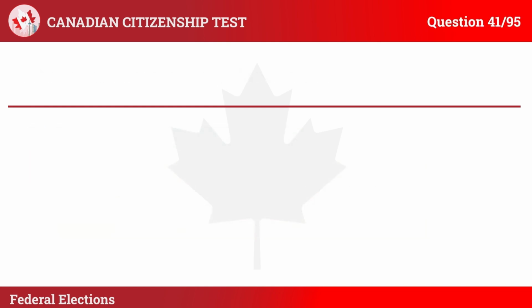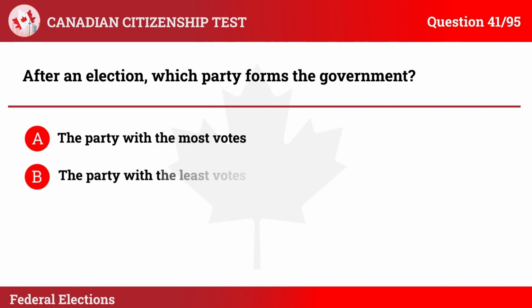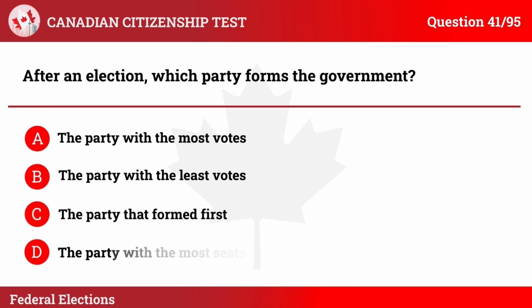Question 41. After an election, which party forms the government? A. The party with the most votes. B. The party with the least votes. C. The party that formed first. D. The party with the most seats.